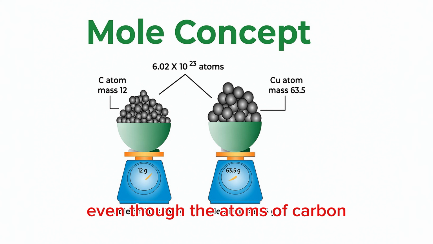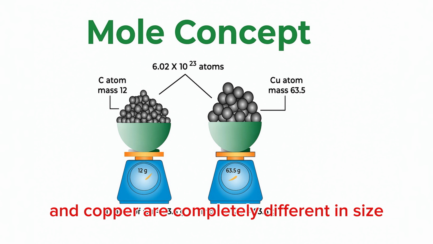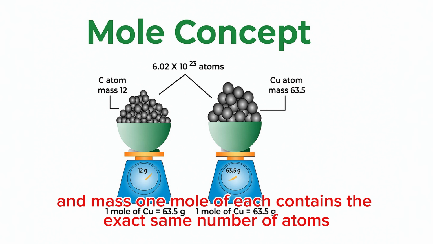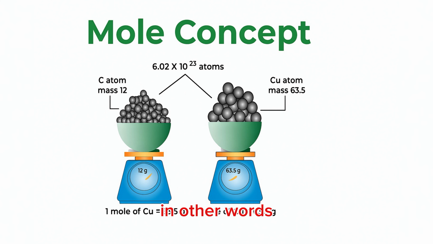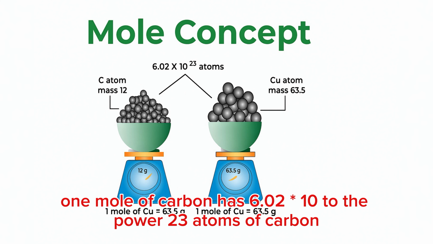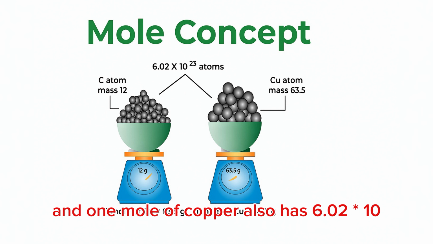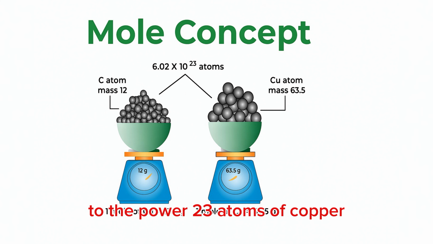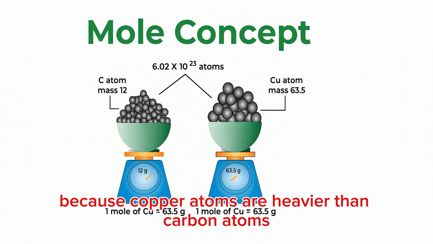Even though the atoms of carbon and copper are completely different in size and mass, 1 mole of each contains the exact same number of atoms. In other words, 1 mole of carbon has 6.02 times 10 to the power 23 atoms of carbon, and 1 mole of copper also has 6.02 times 10 to the power 23 atoms of copper. The number of atoms is equal, but the masses are different because copper atoms are heavier than carbon atoms.